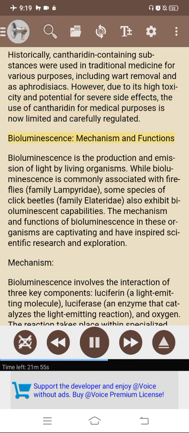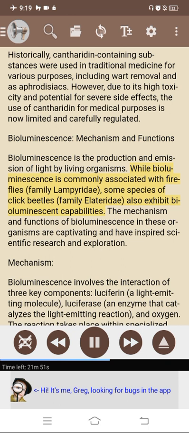Bioluminescence, mechanism and functions. Bioluminescence is the production and emission of light by living organisms. While bioluminescence is commonly associated with fireflies, family Lampyridae, some species of click beetles, family Elateridae, also exhibit bioluminescent capabilities. The mechanism and functions of bioluminescence in these organisms are captivating and have inspired scientific research and exploration. Mechanism.